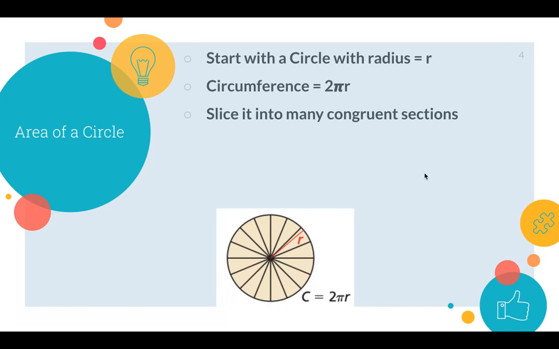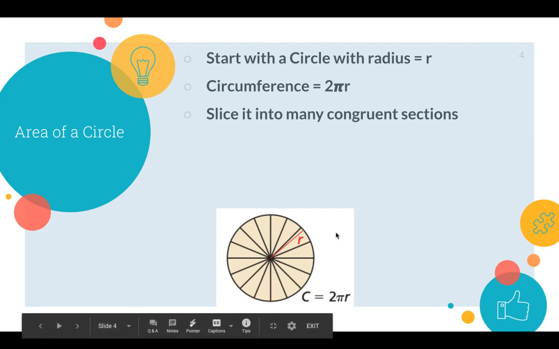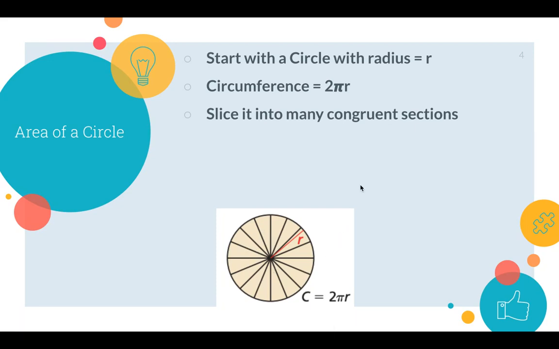So we've sliced this circle, or this pizza, into many, many exactly congruent slices of pizza. And each one of these is a radius. Okay, so we sliced it very, very carefully. And the circumference we know is still 2 pi r, right? So now what can we do with this sliced pizza?